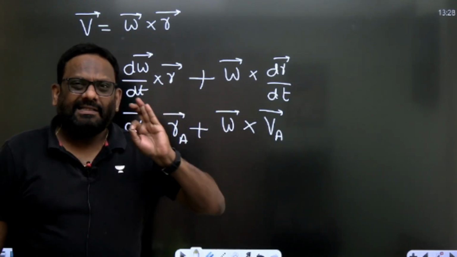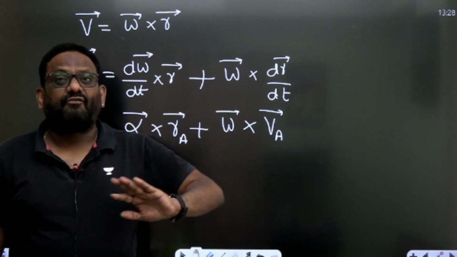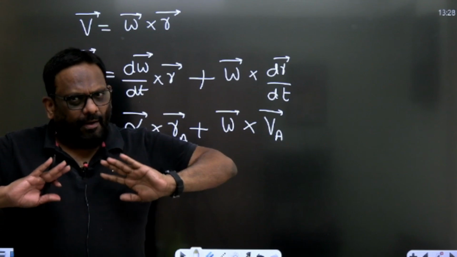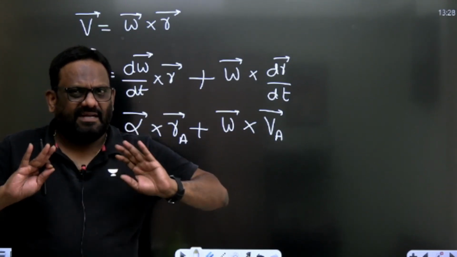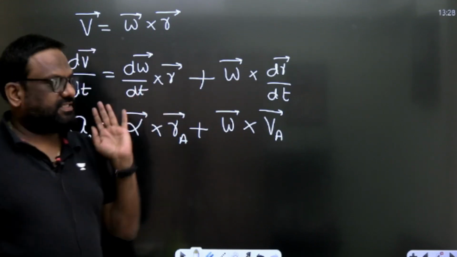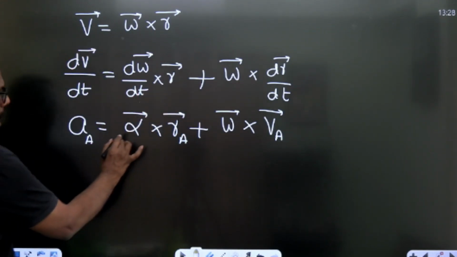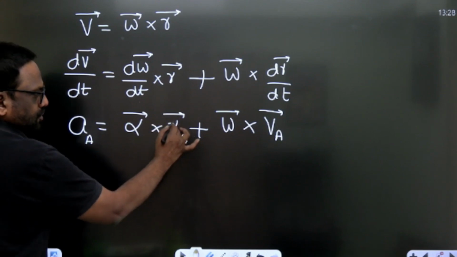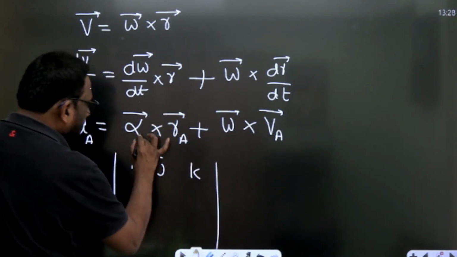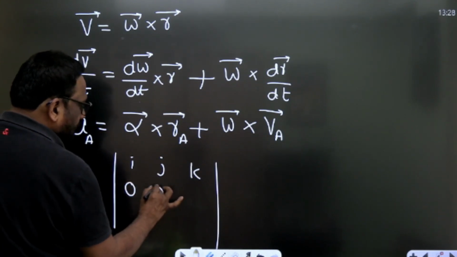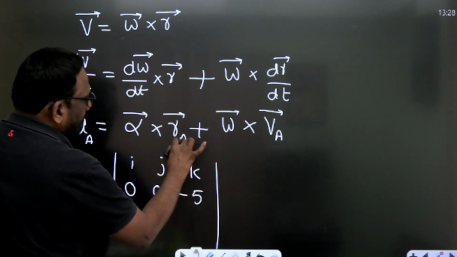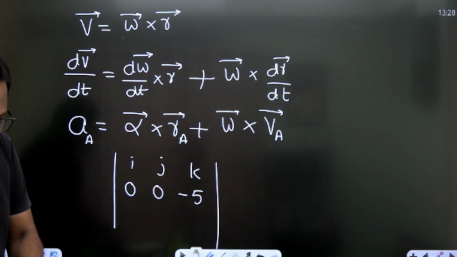Alpha and omega, the rotational properties, are for the complete body, they are not for a point, because if the angular velocity at a particular point is 10 radian per second, for the complete body it will be the same, because we are dealing with rigid bodies. So my dear students, already you know position of a, so what will we do, i j k, alpha is, already we know alpha, as it is clockwise, minus 5 is given, sir.